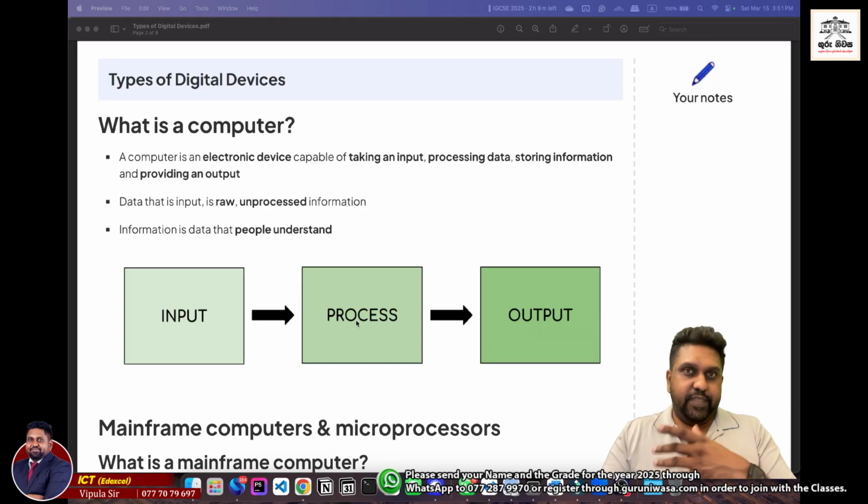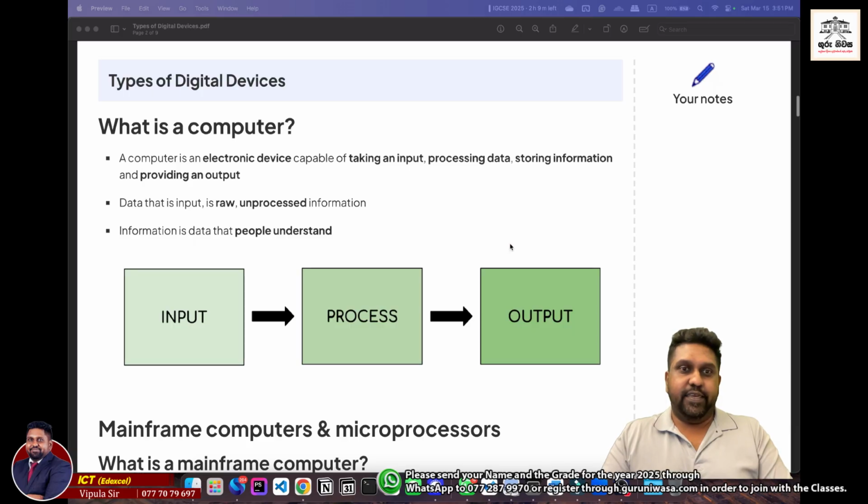Super. So we'll quickly jump through this, and just to jog your memory, so that you can see what we are focusing on. Super. So computers, we know the basic concept of computers. We do have an input, a process, and an output, right? So in this case, you can get this type of question.